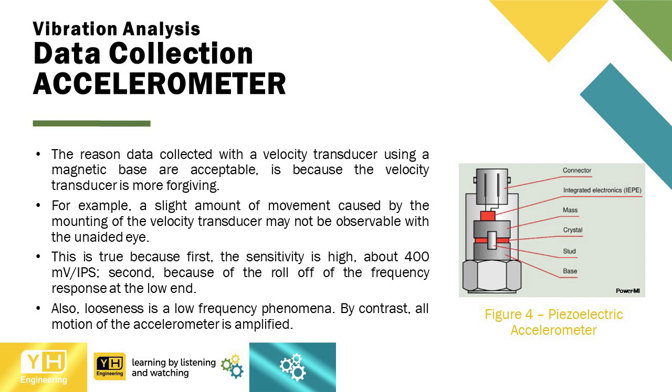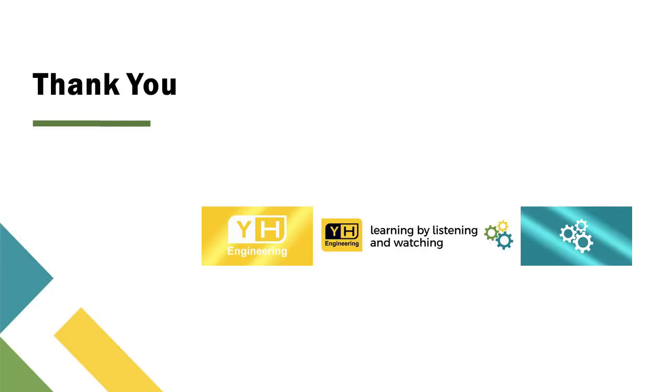This is true because first, the sensitivity is high, about 400 mV per inch per second. And second, because of the roll-off of the frequency response at the low end. Also, looseness is a low-frequency phenomenon. By contrast, all motion of the accelerometer is amplified.